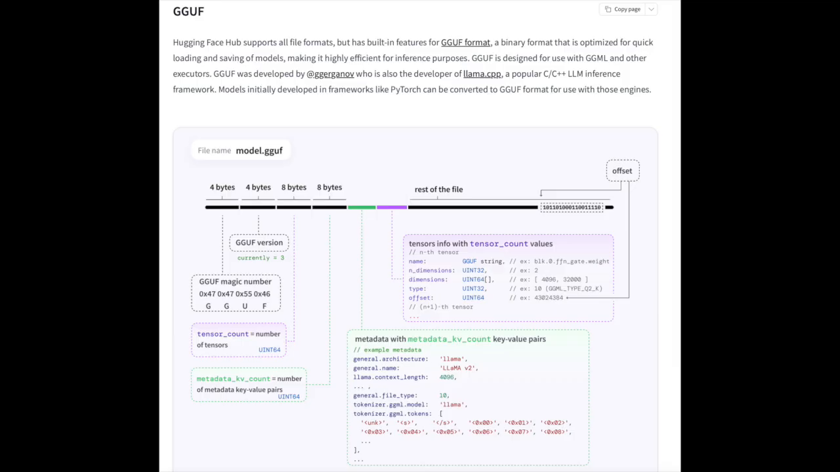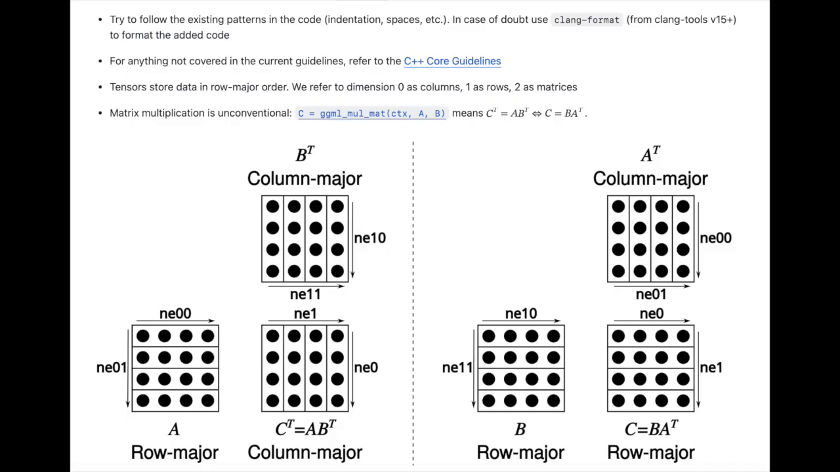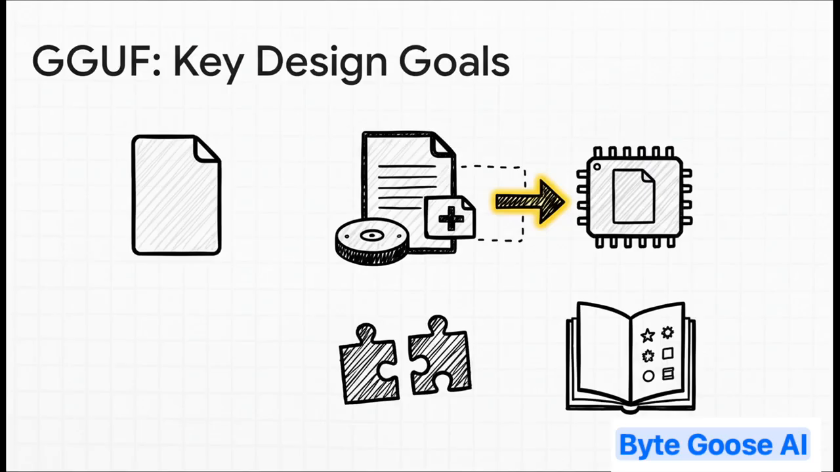And GGUF was built with some really smart design goals. First, everything is in a single file. No more chasing down a bunch of different assets. It's also extensible, meaning they can add new features to the format without breaking older models. But the real game changer is mmap compatibility. This is huge. It means your operating system can load the model without actually copying all the data into RAM. It's like creating a direct portal to the file on your disk. That's why a 7 billion parameter model can feel like it loads instantly. It's not copying gigabytes of data, it's just mapping it.